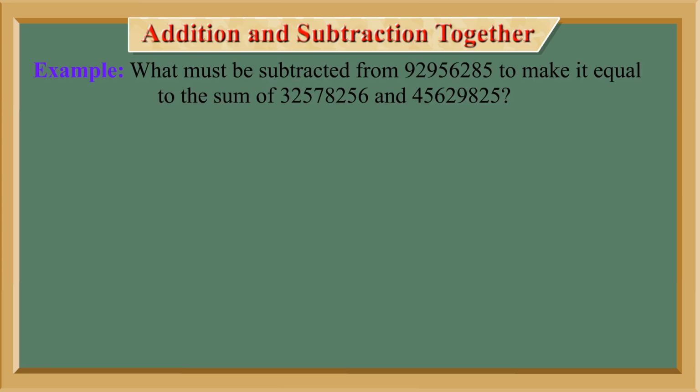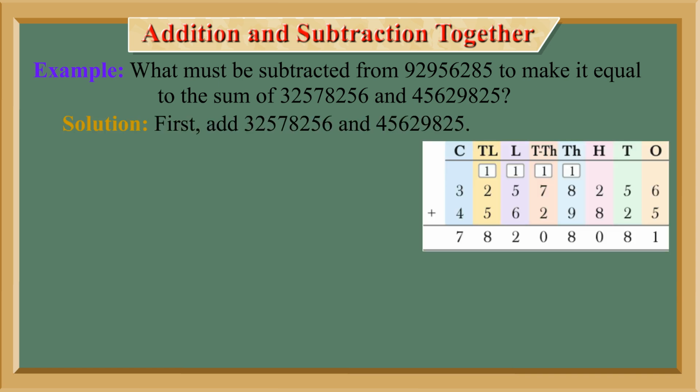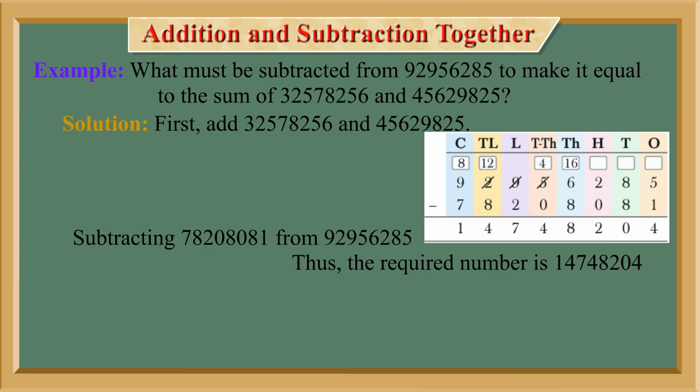Addition and subtraction together. Example. What must be subtracted from 9,20,956 to make it equal to the sum of 3 crores 25 lakhs 78,256 and 4 crores 56 lakhs 29,825. Solution. First, add 3,25,78,256 and 4,56,29,825. Subtracting the sum from 9,20,956. Thus, the required number is as computed.